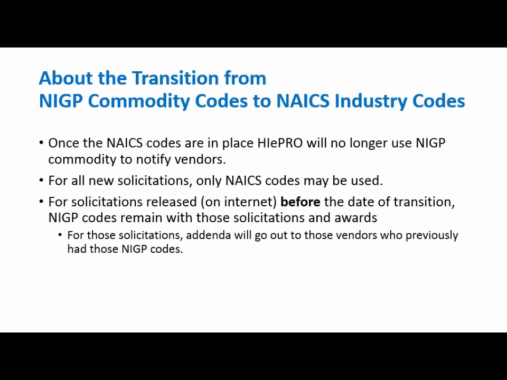Once the NAICS codes are in place today, there will be no option to use NIGP codes. Only NAICS codes can be used. Vendors who register will not even see the NIGP codes. So what about solicitations caught in the middle? The NIGP codes, while not visible, will work for those solicitations that are already released, in that addenda will go to those vendors who had those NIGP codes prior to the change.